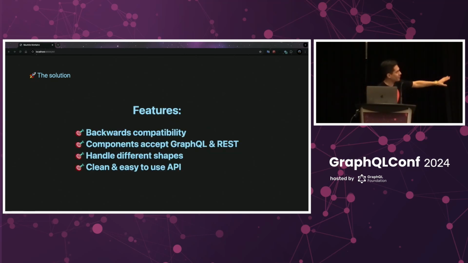So if we recap, we are supporting all this. This is backwards compatibility. We can keep fetching data from REST, but use GraphQL. Components are now reusable. They can accept multiple data sources. We can handle different shapes in favor of the GraphQL types. And we have a clean and easy-to-use API that developers are going to love. So having this context, we can now take a deep dive on how this Relay Migration API works, and we can see an example of how to migrate a surface.